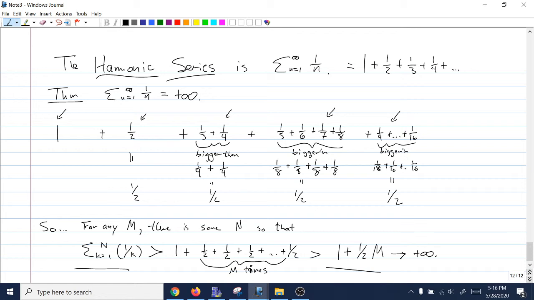So the series diverges. The harmonic series is an example of a series where, even though the terms go to 0, the series diverges.